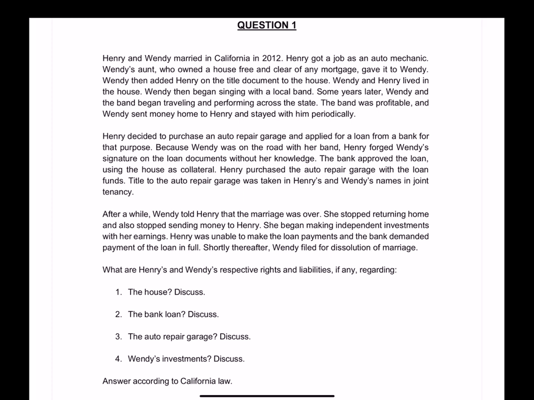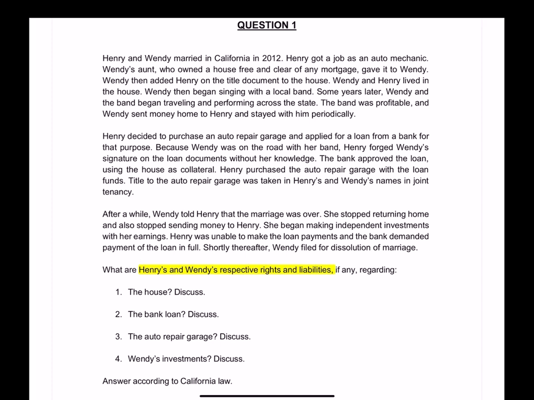So at the bottom of the page here, I see answer according to California law. That narrows the field down for me considerably. And I see 4 calls. What are Henry's and Wendy's respective rights and liabilities, if any, regarding? Okay, California Bar, they give you a huge hint. An H name and a W name, that's husband and wife. This is probably California community property.